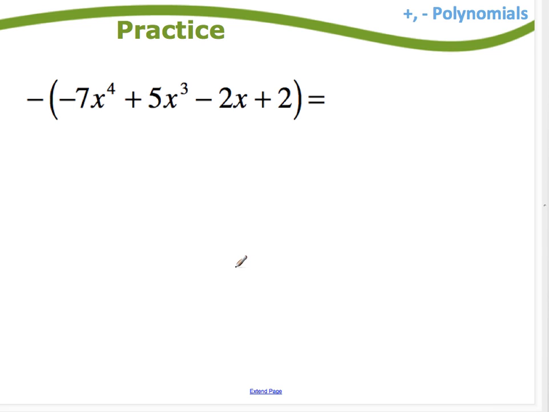Try that one. Press pause, then press play when you're done. You should have come up with, this is negative, so that'd be a positive 7x to the fourth. Wouldn't really need to put the positive in.